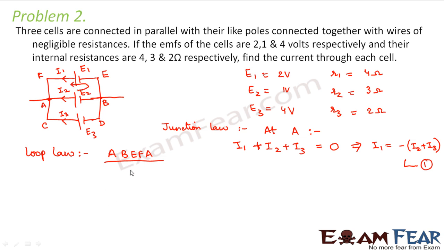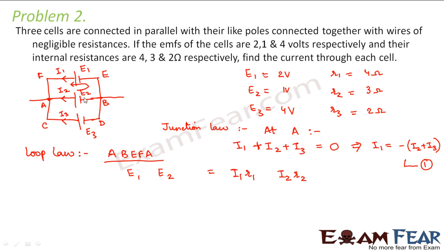So what are the EMFs in this circuit? E1 and E2. And what are the resistances in this circuit? R1 and R2. What is the current flowing through R1? That is I1. And what is the current flowing through R2? That is I2. Now it is time to put the signs. This is my assumed direction. What will be the direction for E1? It leaves this battery E1 at the positive terminal, so E1 will be positive.